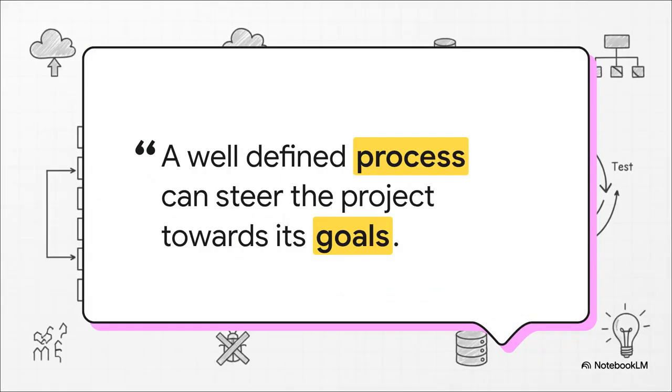The second P is process. This is everything we've been talking about, right? The SDLC model you pick, the steps you follow. This is the roadmap. It's the set of directions that guides the people toward the finish line.